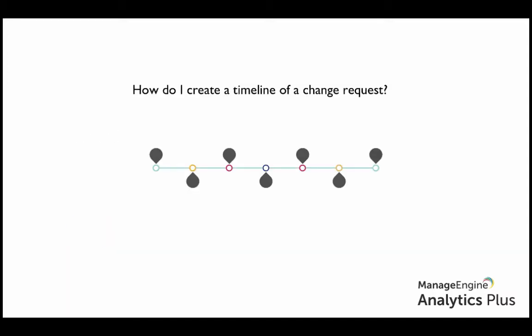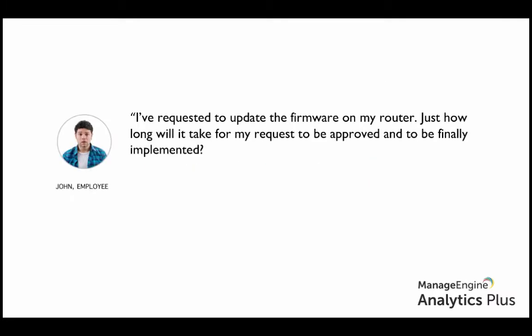Okay. So the first scenario is, how do I create a timeline of a change request? John, who's an employee at Zilka Inc., is worried about this, and he says, I've requested to update the firmware on my router. Just how long will it take for my request to be approved and to be finally implemented? Because John doesn't really know how exactly the change process works, as in he doesn't really get visibility into that, he is frustrated, and this is a very valid concern for any employee.